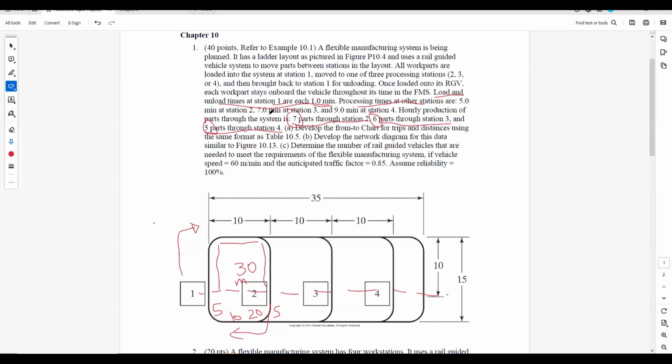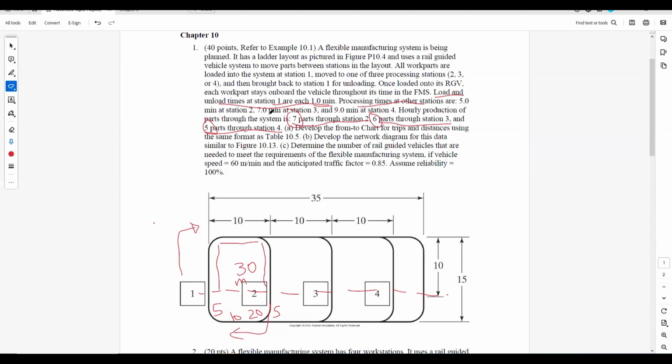Okay, I'll draw the station here. This is station 2, this is station 3, and this is station 4. Okay, and there are 7 parts in station 2, 6 in station 3, and 5 parts in station 4. And for each part, the processing time is 5 minutes here, 7 minutes here, and 9 minutes here. So it takes 9 minutes for each part at station 4.